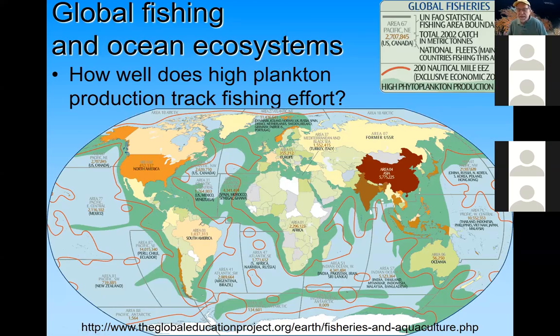And plankton are the base, the phytoplankton are the basis of the food chain. So where there are plentiful phytoplankton, there tends to be plentiful fish and other marine organisms that are higher in the food chain. So what we know about oceanography can inform some of this. We see this highly productive area on the west coasts of these continents, and this is a feature of the winds that blow along these continents and produce upwelling.